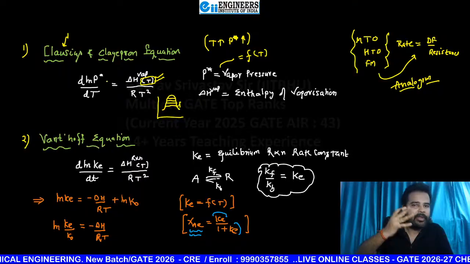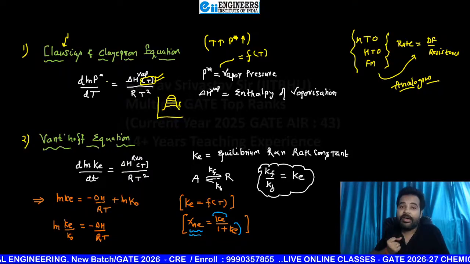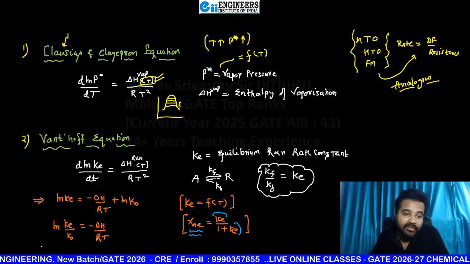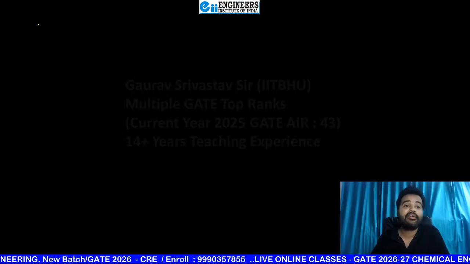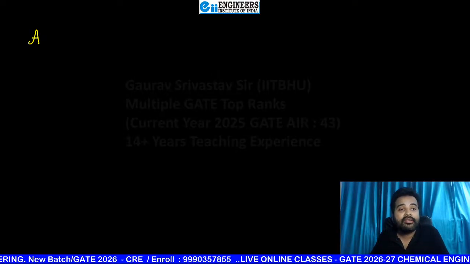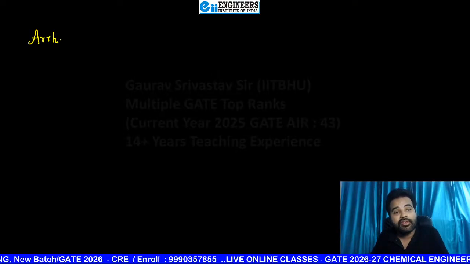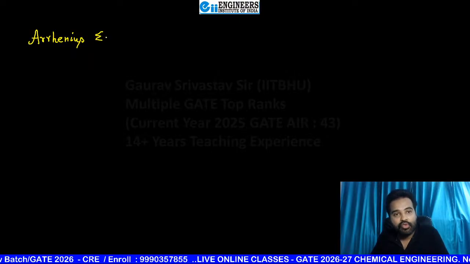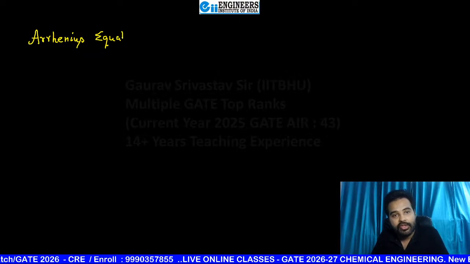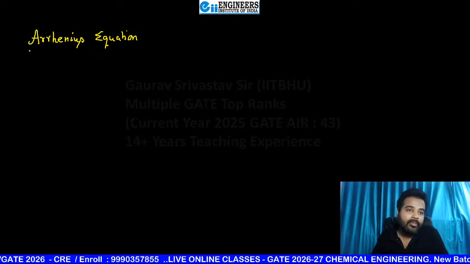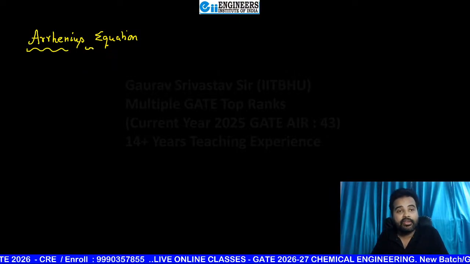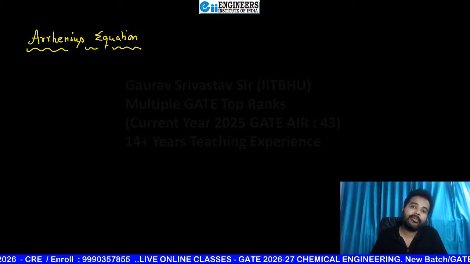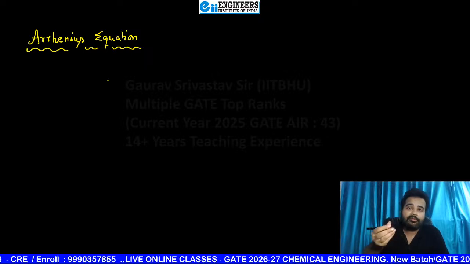So Clausius-Clapeyron equation and van't Hoff inspired and ignited Arrhenius. Now the same thing, inspired and ignited Arrhenius, and Arrhenius gives his equation. The Arrhenius equation. So what is the Arrhenius equation, my dear students? How did this Arrhenius equation come? Inspired and ignited, he saw, this is correct here also.